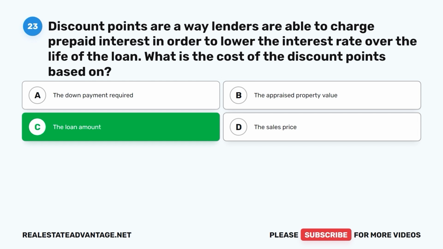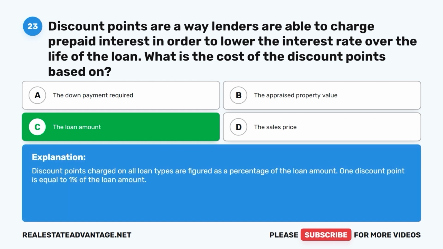C. The loan amount. Discount points charged on all loan types are figured as a percentage of the loan amount. One discount point is equal to 1% of the loan amount.